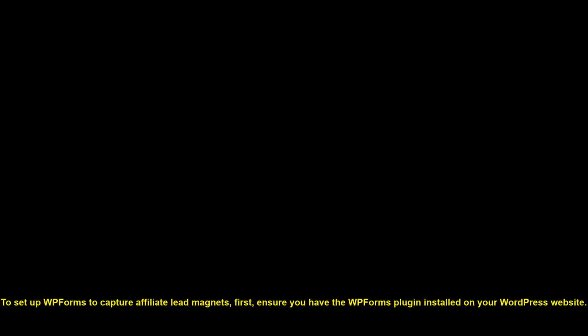To set up WPForms to capture affiliate lead magnets, first, ensure you have the WPForms plugin installed on your WordPress website. Navigate to the WordPress dashboard and click on WPForms. Select Add New to create a new form. Choose a blank form or utilize a template that suits your needs.